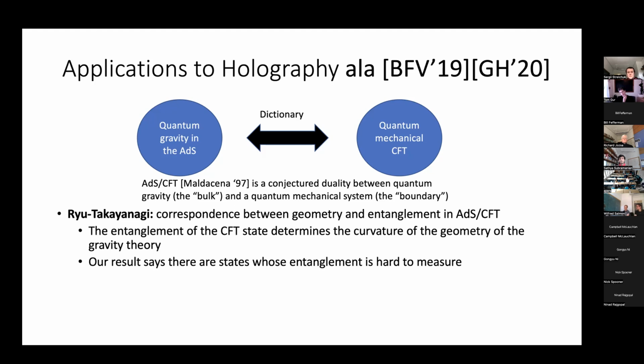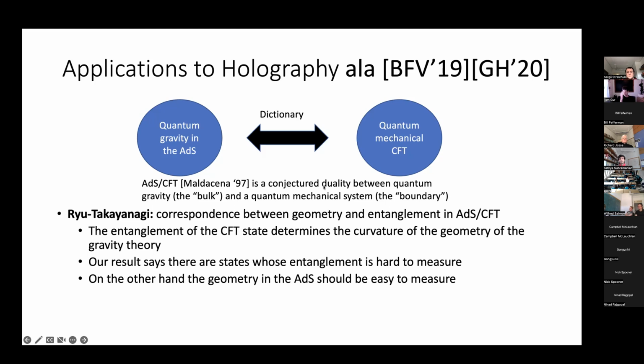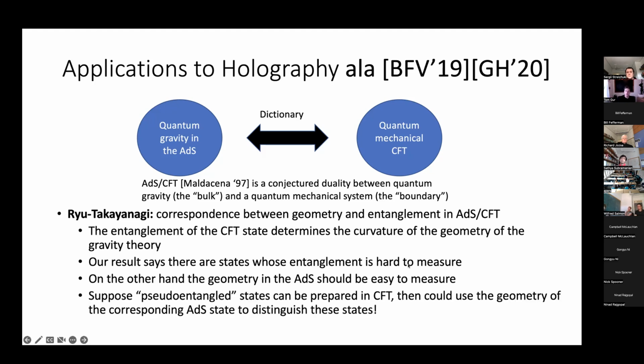What's interesting about that is that our result is saying there are states whose entanglement is really hard to measure, right? But then this AdS/CFT correspondence is saying that on the AdS side of things, that entanglement corresponds to a specific geometric quantity, and in principle, that geometric quantity should be easy to measure. You can write it as an efficiently measurable observable quantity.